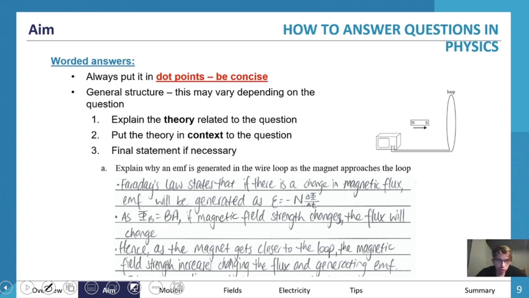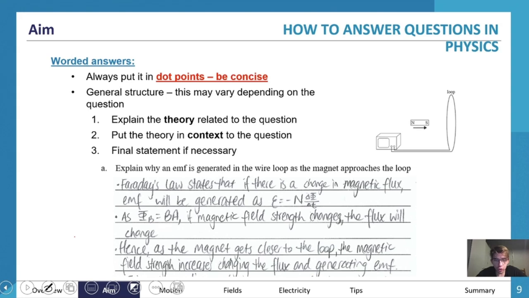And usually the general strategy that works for most people, and again, disclaimer, this isn't gonna work for every single extended response question, but it's a good rule of thumb to, first of all, explain the theory related to the question. Then put the theory in the context of the question and then make a final statement if necessary. And try and do this in dot points.